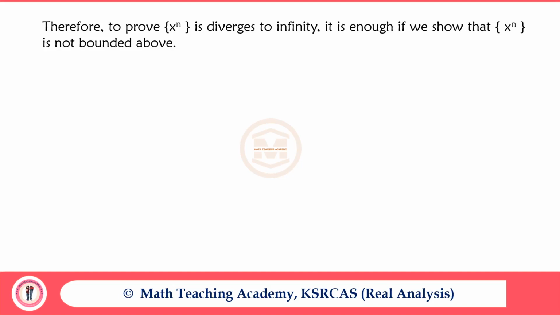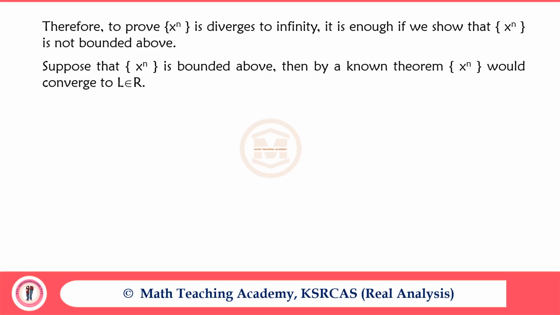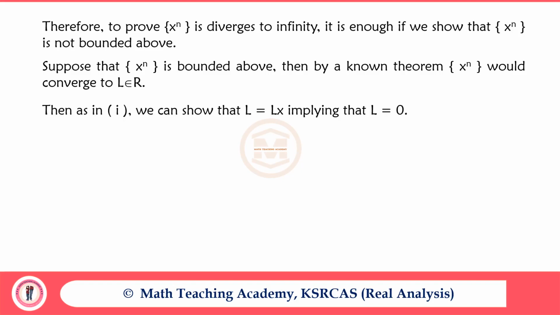So to prove x^n diverges to infinity, it is enough if we show that the sequence x^n is not bounded above. So to show that the sequence x^n is not bounded above, assume the contrary. Suppose that the sequence x^n is bounded above. Then by a known theorem, the sequence x^n would converge to some L belonging to R. Then as in case 1, we can show that L is equal to Lx, implying that L is equal to 0.